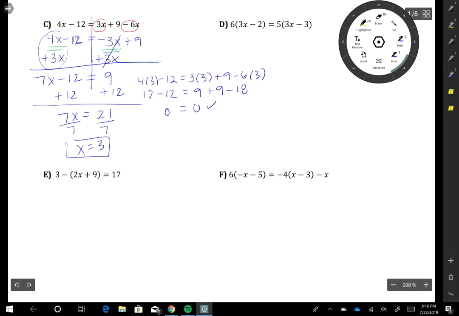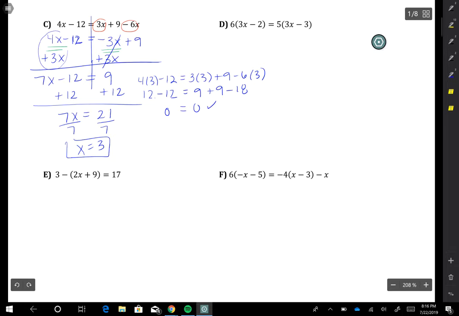All right, let's look at letter D. This has some parentheses. Now, parentheses always need to be taken care of if we want to solve an equation. So the easiest thing to do in this case, since I have parentheses on both sides, is to use the distributive property and distribute whatever is on the outside into the parentheses. Remember, when we distribute, we are multiplying.